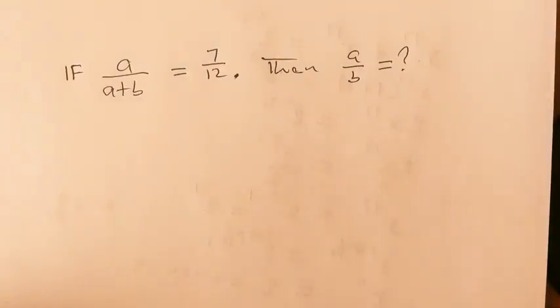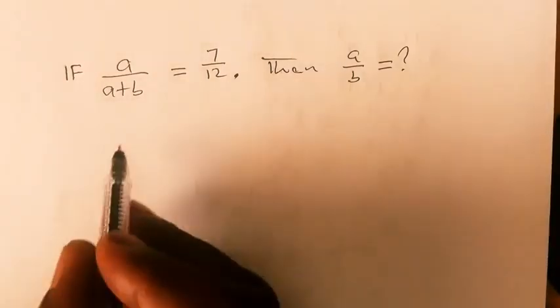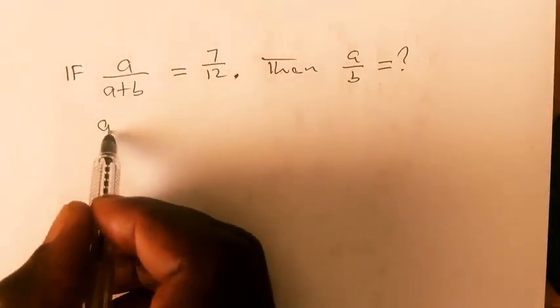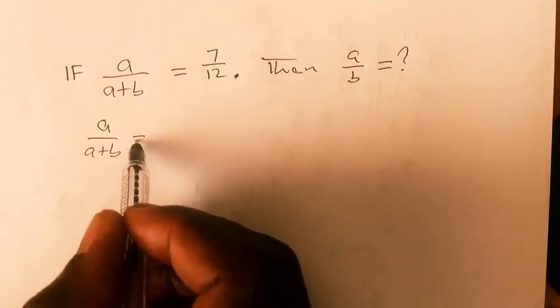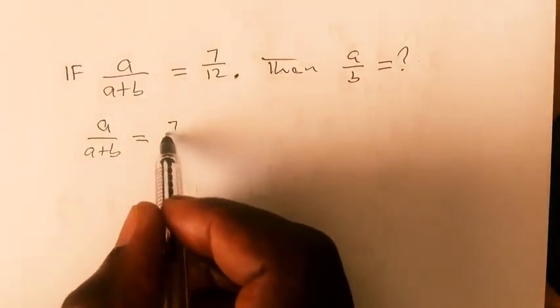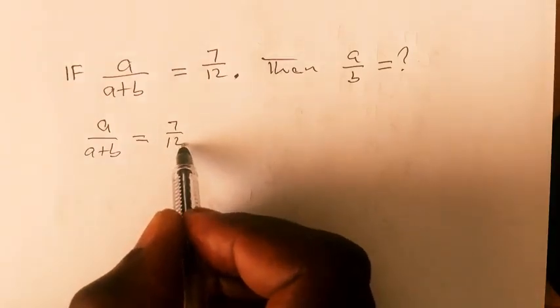We have a question here that if a over a plus b is equal to 7 over 12, then a over b is what? To solve this, we have a over a plus b equal to 7 over 12. So let's cross multiply.